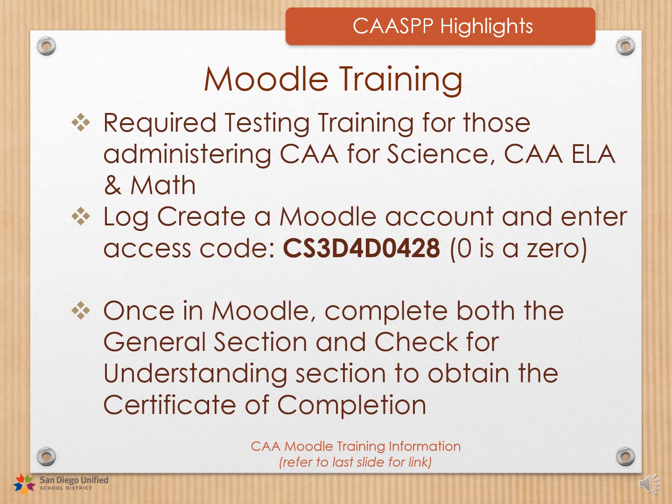Training is required to administer the California alternate assessments. The Moodle training site allows test examiners to access training for the CAA for Science and CAA for ELA and Math. The general section must be completed by all test examiners, regardless of the content area being administered. Test examiners must view the training videos and answer all the check for understanding questions correctly to receive a certificate of completion. You will need the access code presented on the slide to complete the Moodle training.